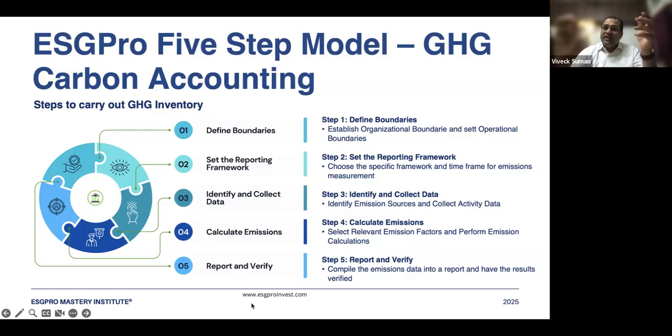Second in defining the boundary is the operational boundary. So the organizational boundary is about which part of the organization I'm considering or not considering. Second, the operational boundary decides which emission sources, direct or indirect, are included. There are only two kinds of emission: direct emission and indirect emission coming out of the operational boundary. I'm including or excluding, and that needs to be defined.